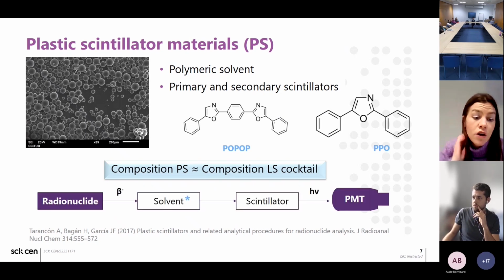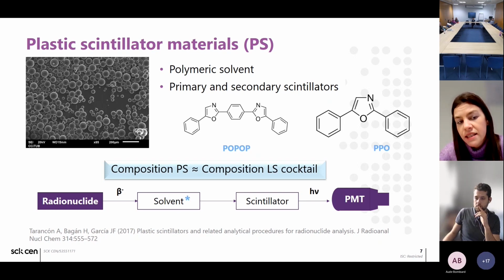And therefore, the role inside the vial for measuring is similar. In our case, chlorine-36 will emit a beta particle, then the solvent will be excited, the energy will be transferred to the scintillator, that afterwards will release this energy, and we will detect it with the photomultiplier.